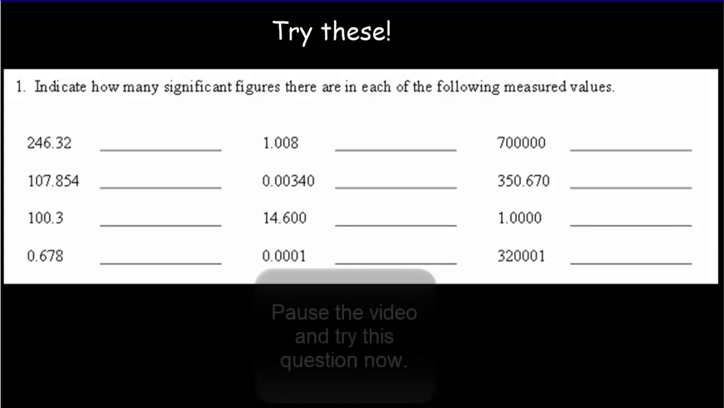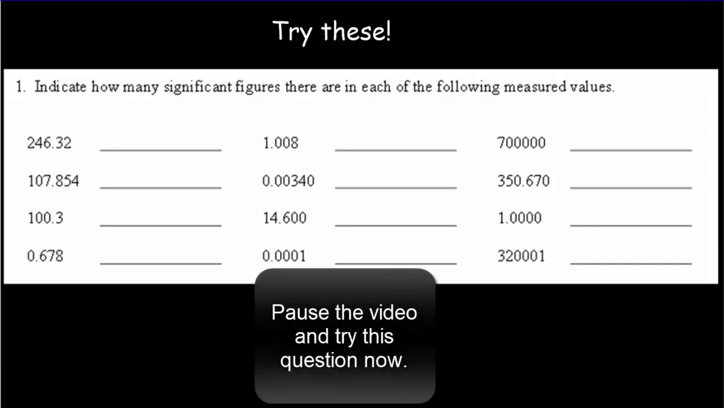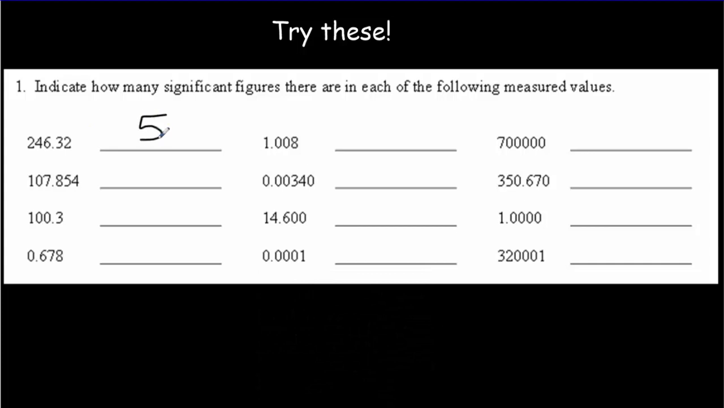Another example, pause the video, write down the number of significant digits for each of these examples, and then come back to the answer. First one has 5 significant digits. They're all significant. These zeros between numbers, so they're all significant. Only the 7 is significant here. The others are placeholders. All of these are significant. These 2 are placeholders, so that would be 3. All of these are significant. All of these are significant.